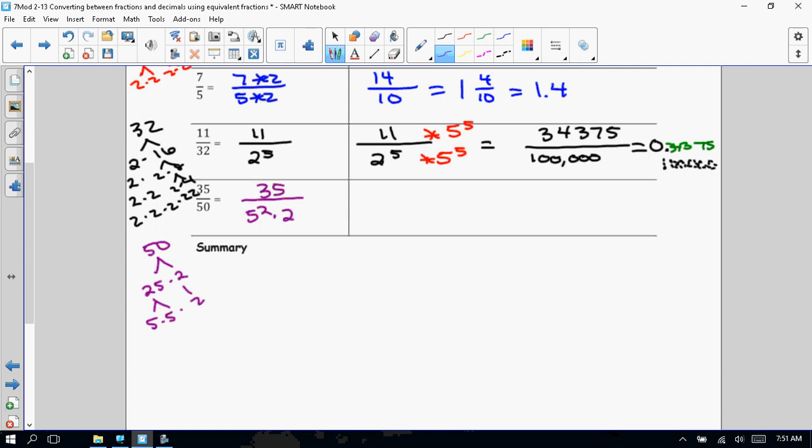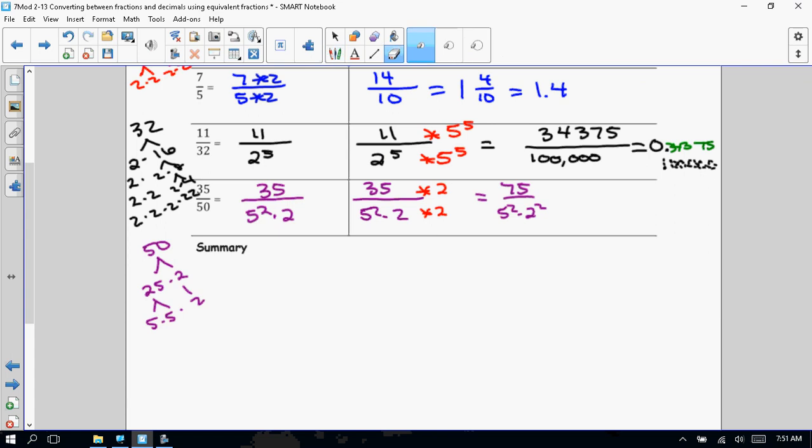I need them to have the same power, right? They need to have the same exponent. Right now, the 2 does not have a 2, does it? So in order to change that so that they have the same power, I'm going to take 35 over 5 squared times 2 and multiply both by 2. So that I now will have, what, 70 over 5 squared times 2 squared. 10 times 10. That's all that is. Excuse me, not 75, that's 70. My bad. Please forgive me. That's 70.